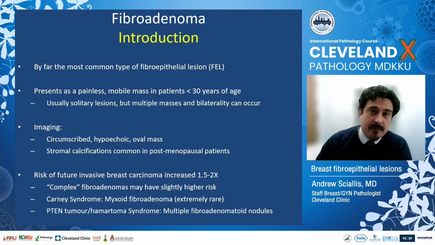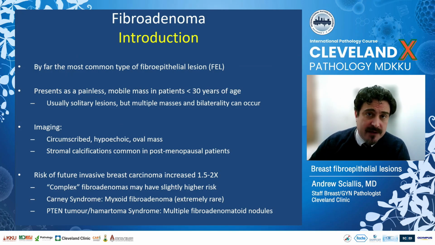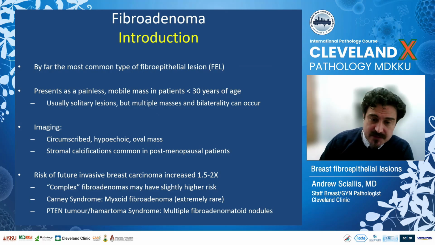The occasional patient that might have a germline predisposition to breast fibroadenomas, such as Cowden syndrome, may present with multiple bilateral fibroadenomas. However, there really isn't anything else; for instance, these don't have an increased tendency to be phylloides tumors. On imaging, they're circumscribed, hypoechoic. The hypoechoic means that they tend to be solid, and an oval mass. Stromal calcifications are common in postmenopausal patients.